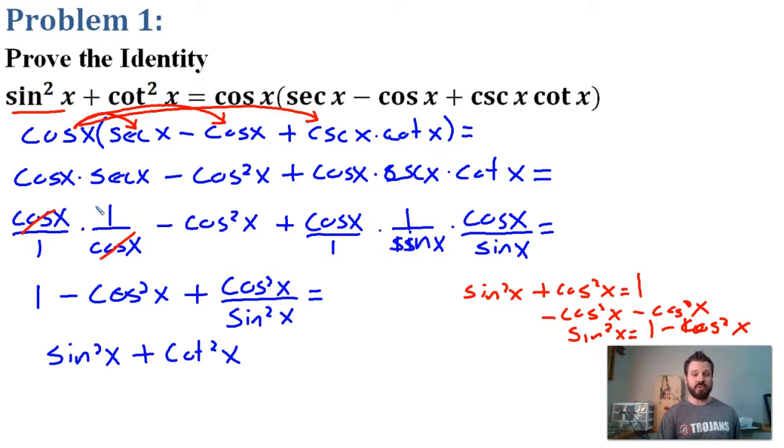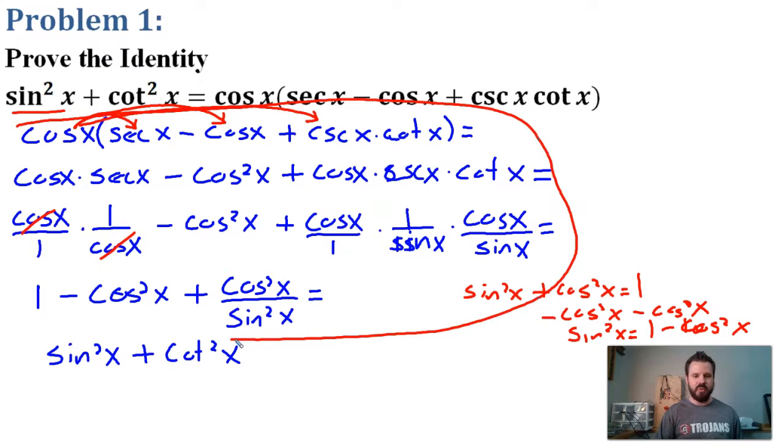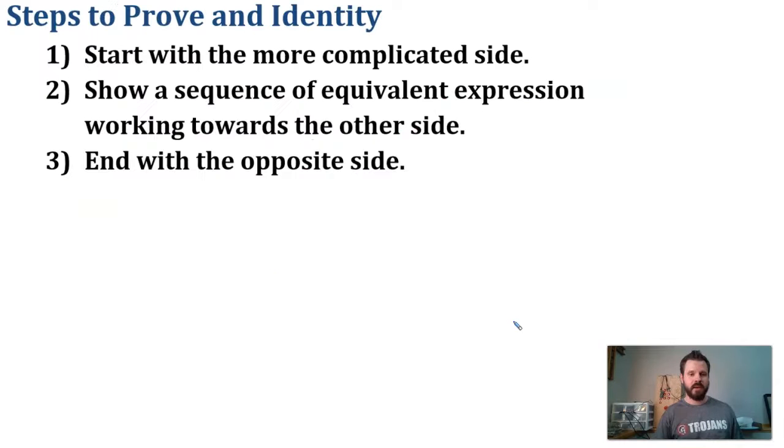I already knew that was true. Basically, the answer I'm looking for with my proof is all this stuff in between, which shows how I got from one side to the other. Okay, that's the idea behind proving a trigonometric identity.